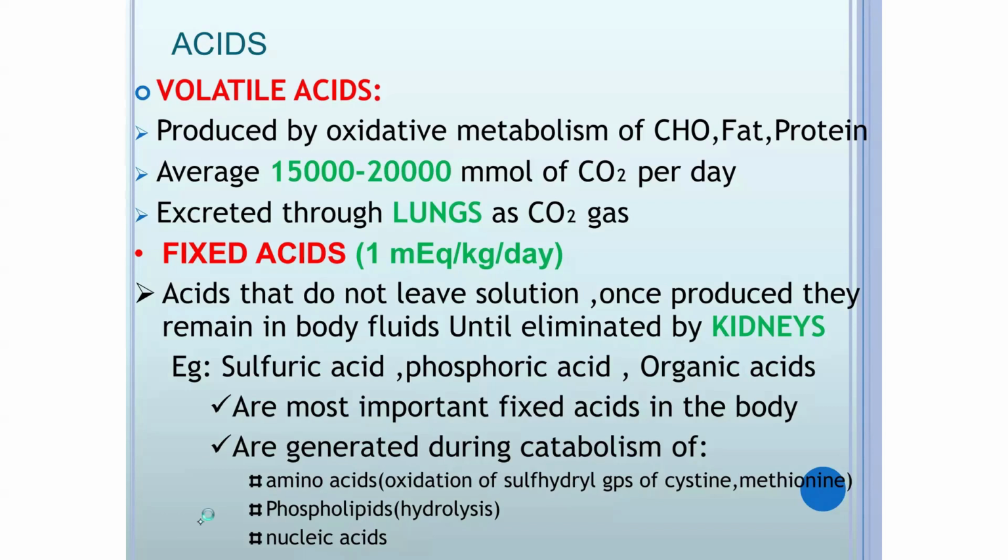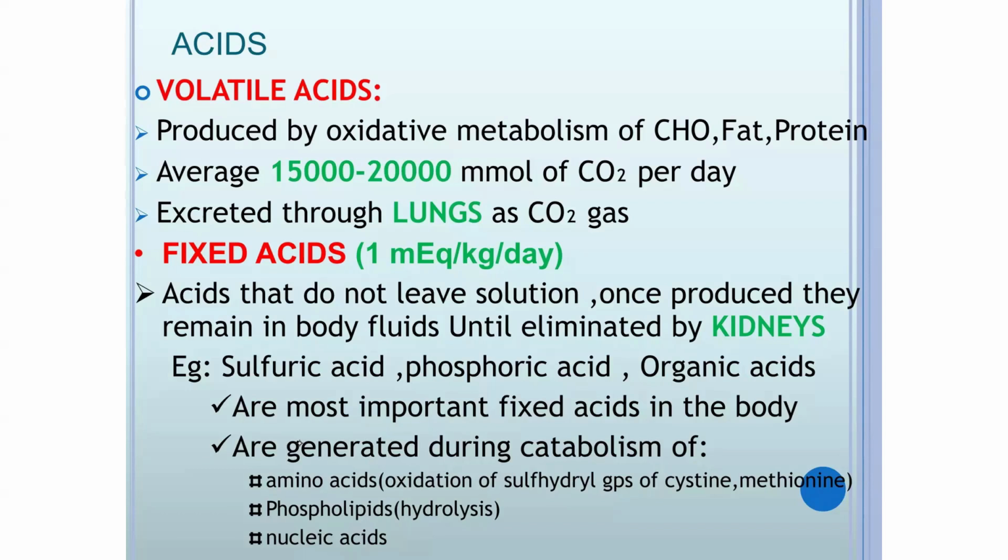And of course, most of these organic acids are generated during the catabolism of proteins, or let me just say amino acids, phospholipids, and nucleic acids. For example, the end product of nucleic acid catabolism in the body is uric acid.